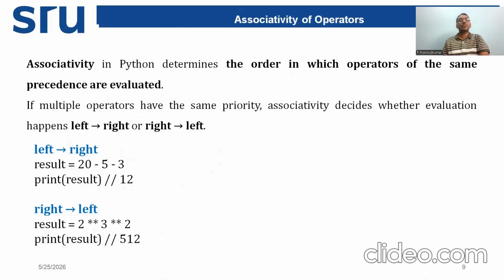Hence, the second exponent operator will be applied first, that is 3 to the power 2. Then that result will be 9. Then 2 to the power of 9. The result becomes 512.